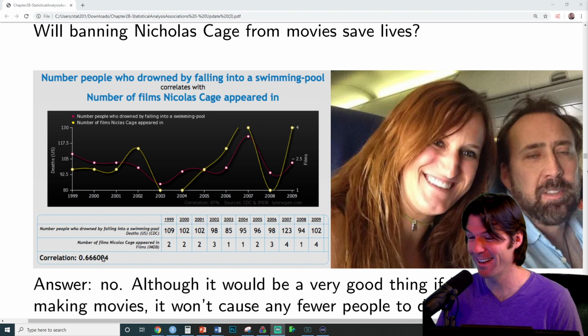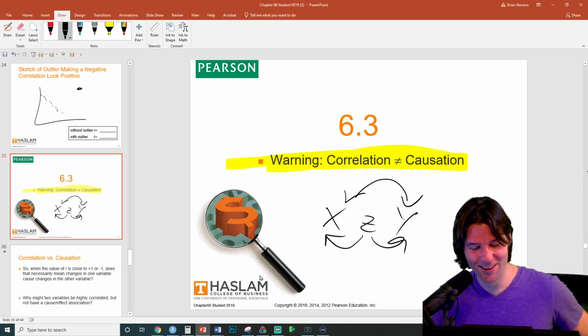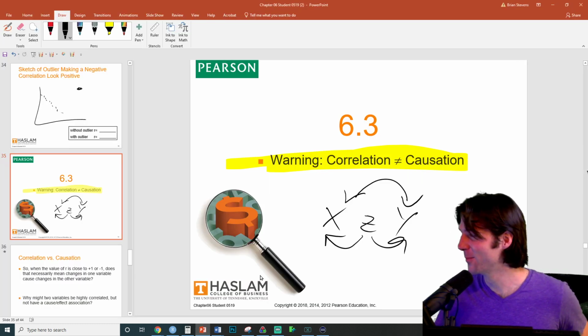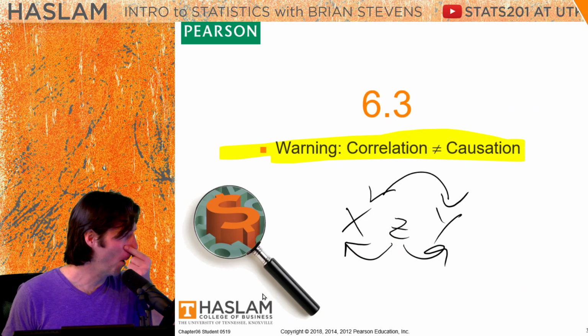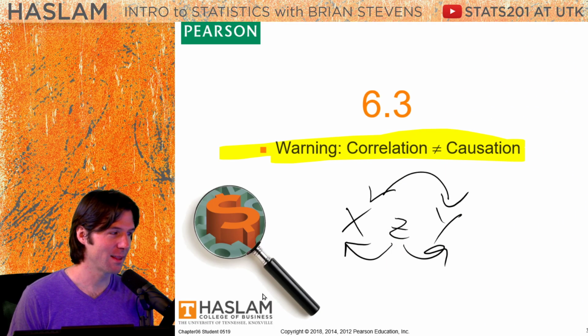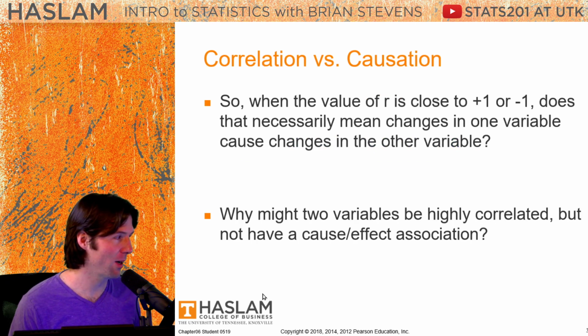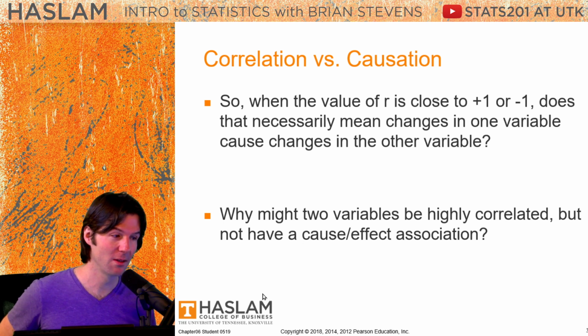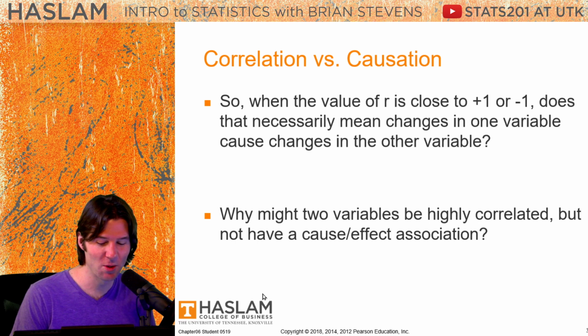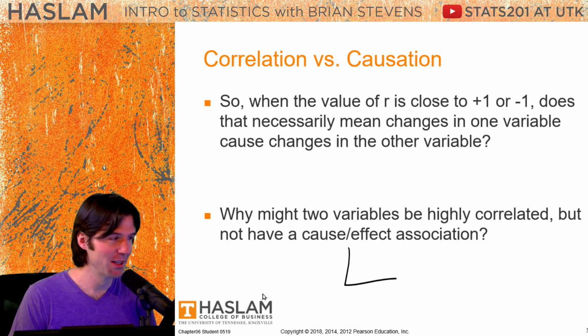Skylar is right on that. So, although, let's go back to the main screen here. Although it is true that the more movies Nick Cage is in, the more people drowned, it doesn't matter how strong the correlation is. It does not matter. And you know what's interesting? There's going to be a Tiger King movie with him as Joe Exotic. Okay, I have to see this now.